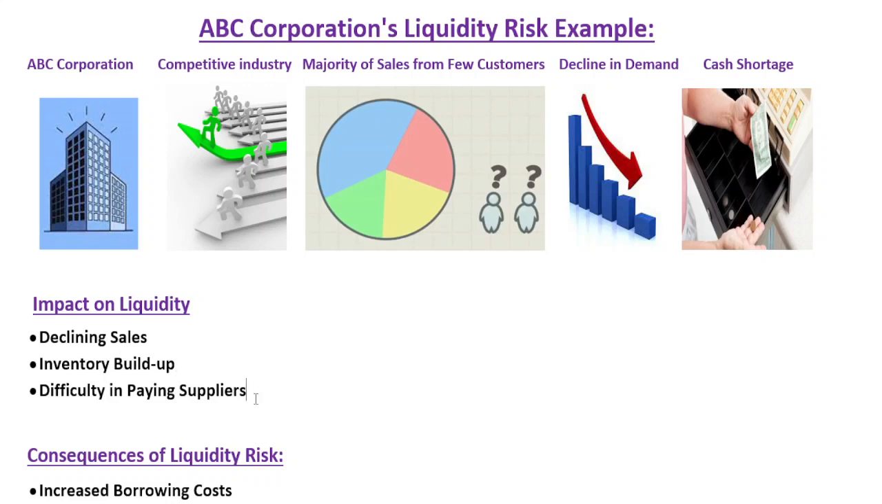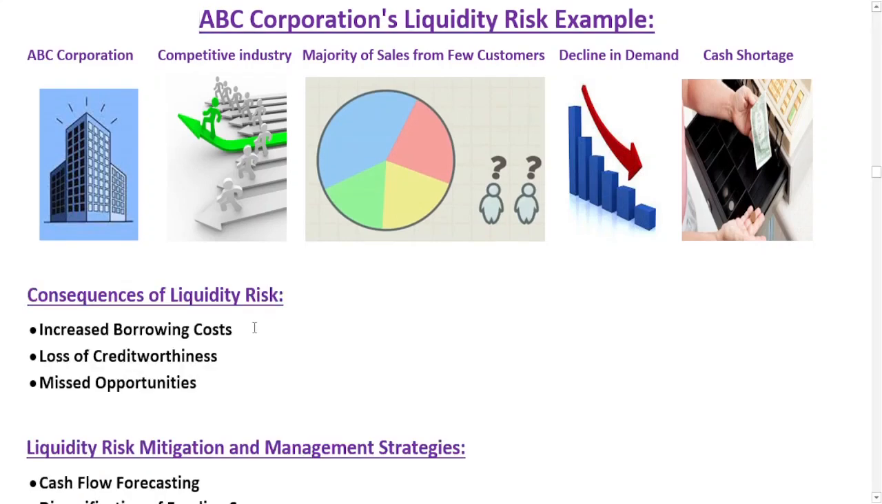The third possible impact on liquidity is difficulty in paying suppliers. Due to sales decline and limited cash availability, the company may struggle to meet its payment obligations to suppliers, and also face tense or strained relationships with the suppliers. Now let's discuss the consequences of liquidity risk on ABC Corporation. The first consequence would be increased borrowing cost. If ABC Corporation needs to rely on borrowing to meet short term obligations, it may face higher interest rates or unfavorable loan terms, which can negatively impact its profitability.